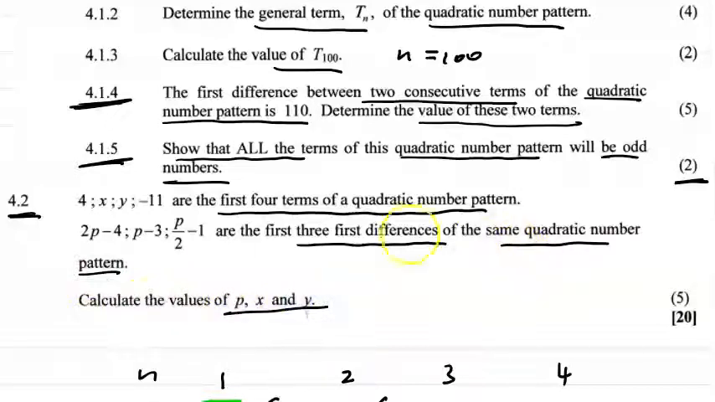So basically what we have to do is use the following. Firstly, in a quadratic number pattern, the first difference is a linear number pattern. That's one thing. The second thing is that the second difference is constant in a quadratic number pattern. So we already established that the first difference of a quadratic number pattern is a linear number pattern. Let's see how we can now solve this particular question. We have 2p minus 4, p minus 3, and p over 2 minus 1. What do we know about the second difference of a quadratic number pattern? I just mentioned it, it's constant, which means it's the same.